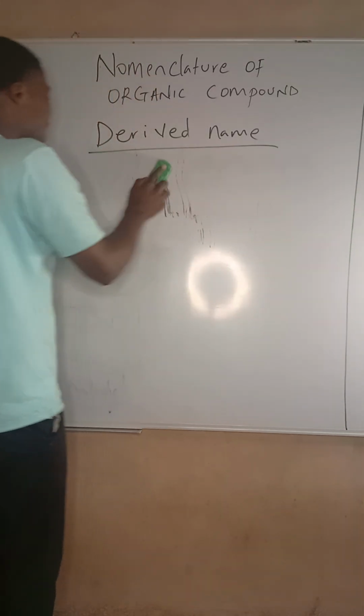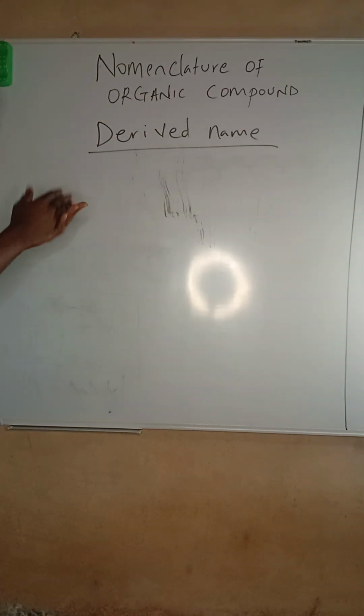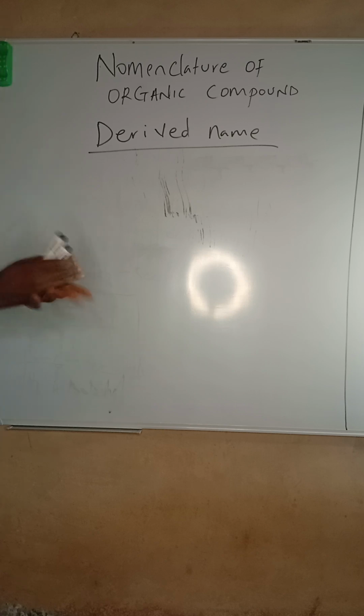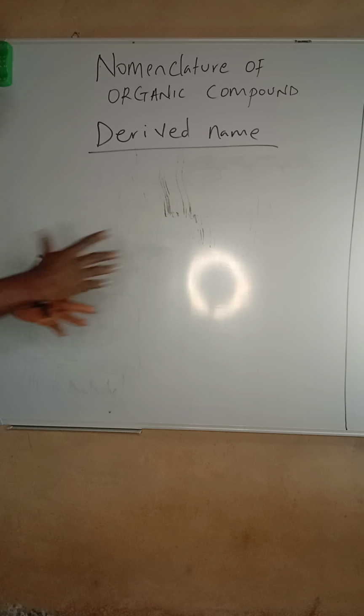I've decided I'm going to do these lessons in batches. I'll drop a video for derived names, a video for IUPAC names, and a video for trivial names, so that the videos don't become so long.